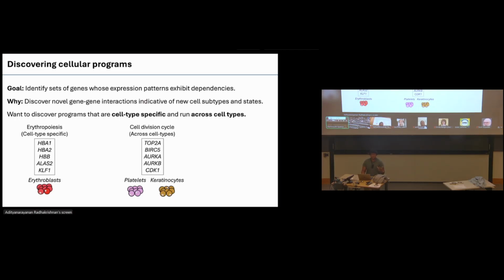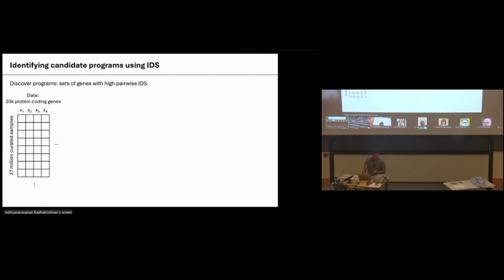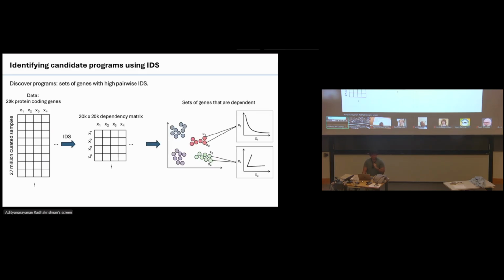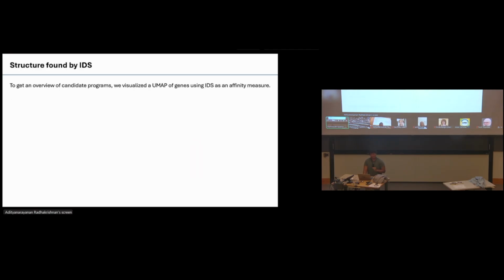These occur in certain specific cell types. So the way we go about solving this problem and finding sets of genes is we encode this data as a matrix. So you have here 27 million curated single-cell RNA sequencing data points. You have 20,000 genes. So on my columns, I have 20,000 genes. I compute IDS between every pair of genes. So it's a 20K by 20K matrix. Then I just look for sets of genes that are dependent, and note this dependence could be various forms of nonlinear dependence. The IDS computation for this was actually also under 5 hours, coincidentally, so you can do it really fast at scale.